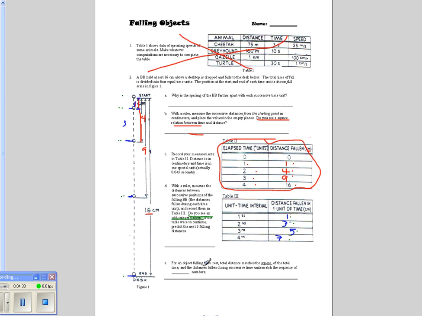All right, now this statement down here is very important, and this was in your notes. You might even have a gateway quiz on it. It says, for an object falling from rest, total distance matches the square of the time, and distance fallen during successive time units matches a sequence of blank numbers. What type of numbers are those? Okay, that's how to do page 1 of falling objects.